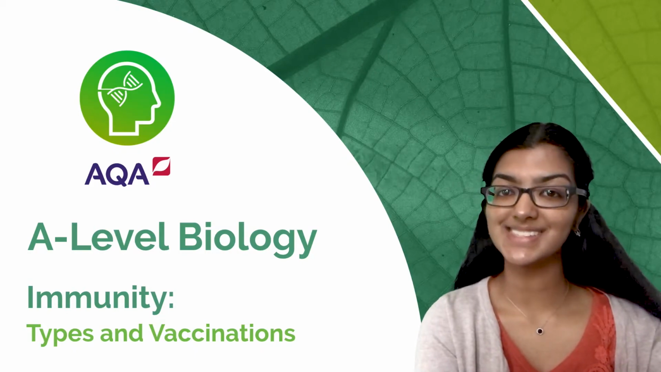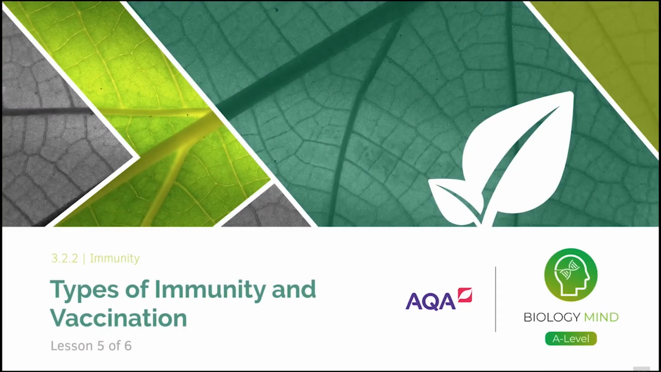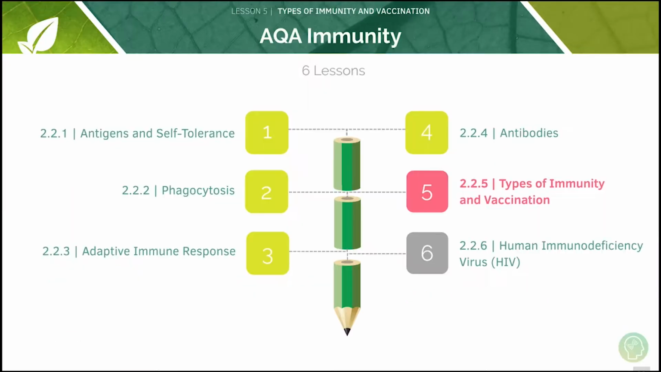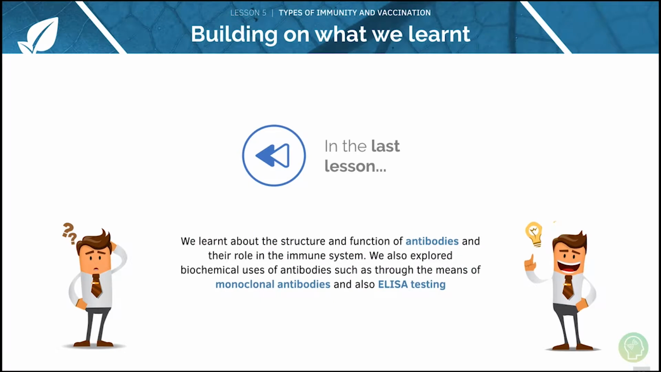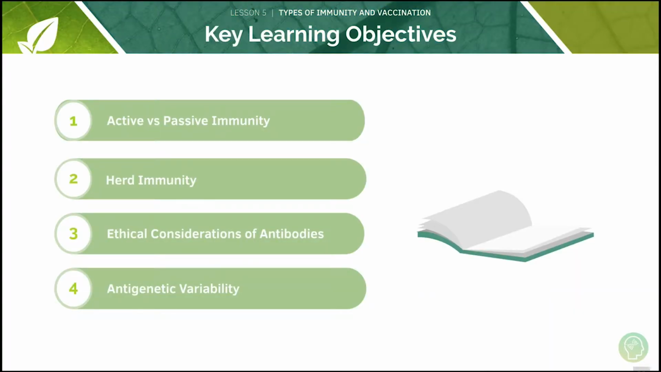So, let's get started. Welcome to lesson 5 of 6 in this tutorial, covering the types of immunity and vaccination. This is the 5th video in our series of 6 lessons on the topic of immunity. In the last lesson, we looked at the structure and function of antibodies. Here are the key learning objectives for today's lesson.